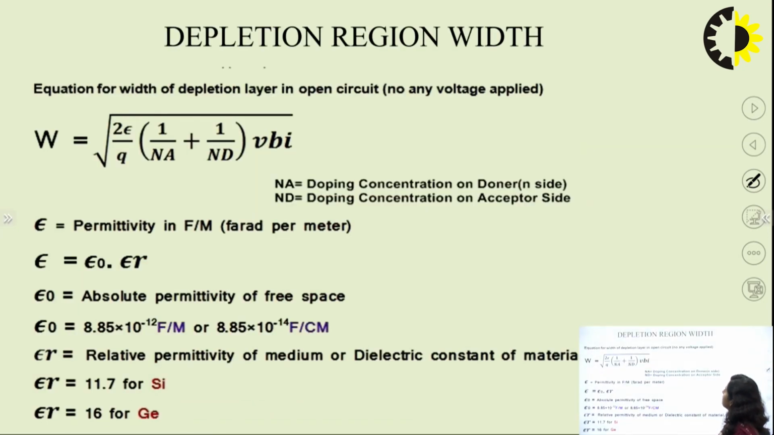Next is the depletion region width. The equation for the width of the depletion region in open circuit, when there is no voltage applied, is W equivalent to the square root of 2 epsilon by Q, times 1 upon Na plus 1 upon Nd, times VBI, which is the V built-in potential.